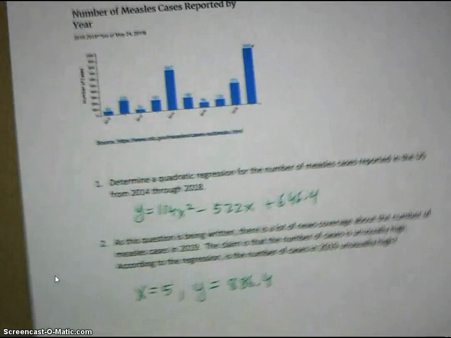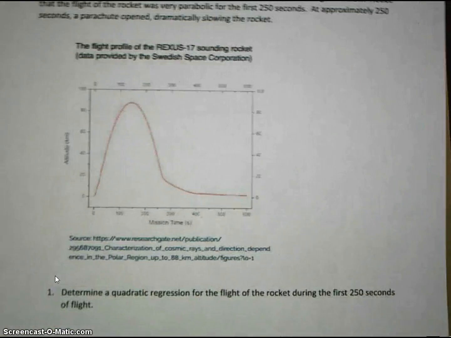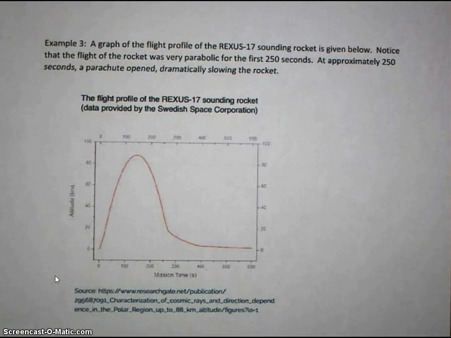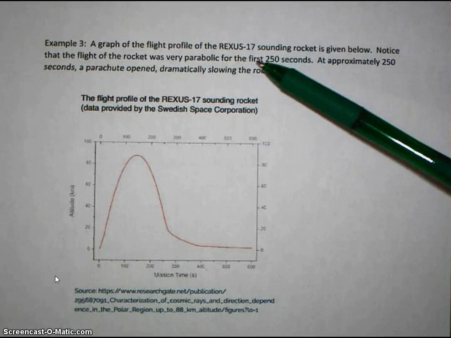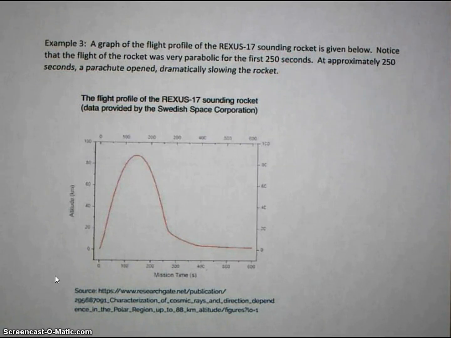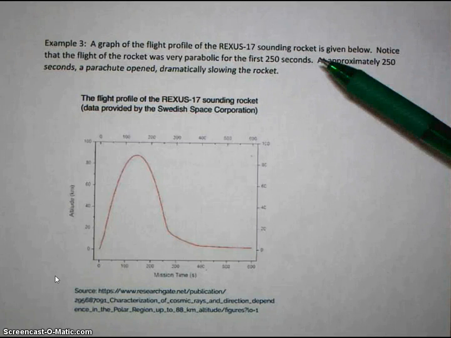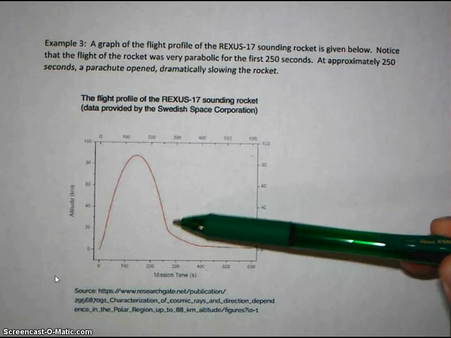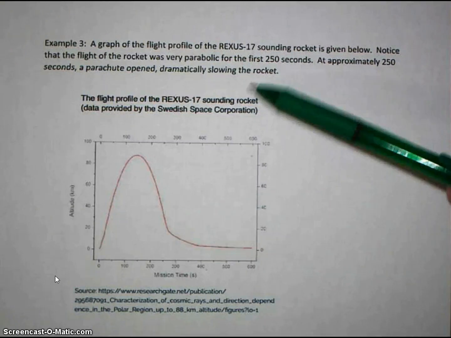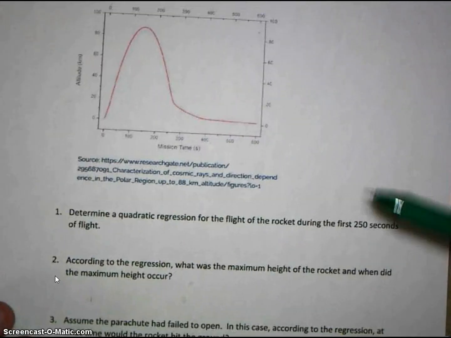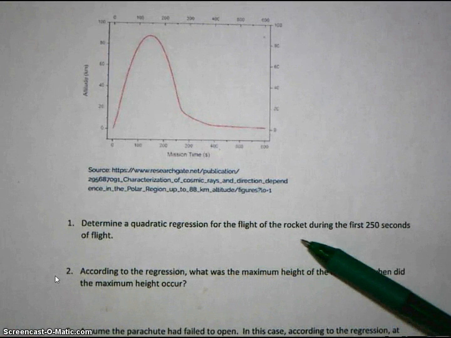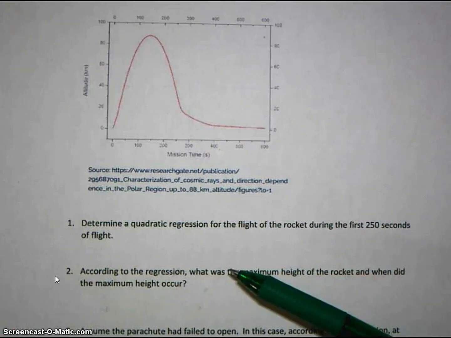All right, our last question in this section. A graph of a flight profile of the Rexus 17 sounding rocket is given below. Notice that the flight of the rocket was very parabolic for the first 250 seconds. At approximately 250 seconds, a parachute opened right here and dramatically slowed the rocket. So you can see it slowed down dramatically after that. Determine a quadratic regression for the flight of the rocket during the first 250 seconds of flight.